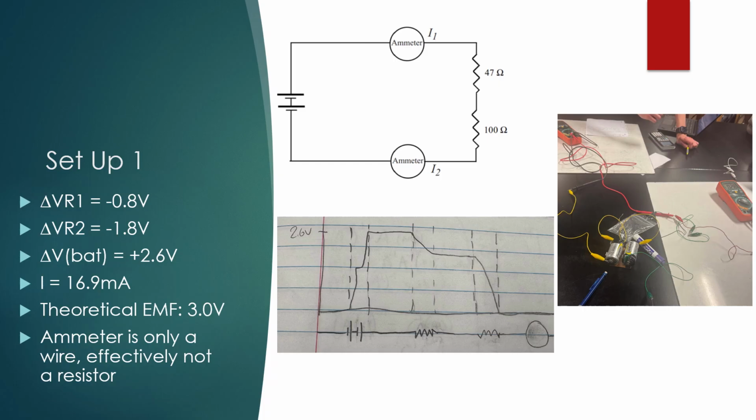Below the circuit diagram, there is a graph that shows the changes in potential at the different circuit elements. At the beginning, going through the batteries, you get an increase of 2.6 volts, then it stays level as it goes along the wire, drops 0.8 volts as it goes over the first resistor, stays level over the wire, then drops another 1.8 volts, and then stays the same over the ammeter.